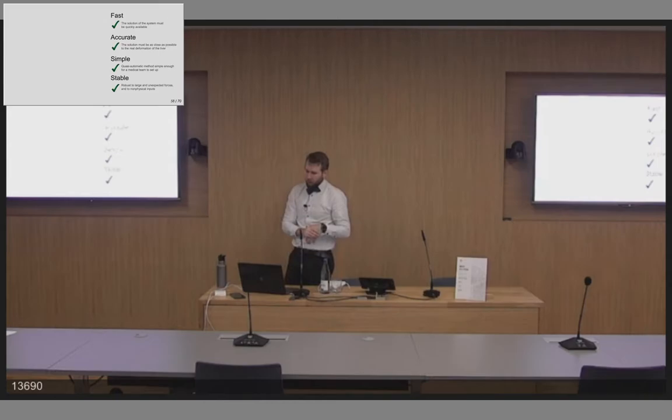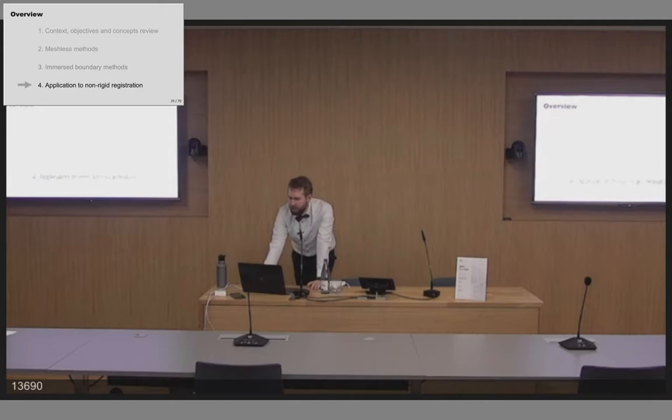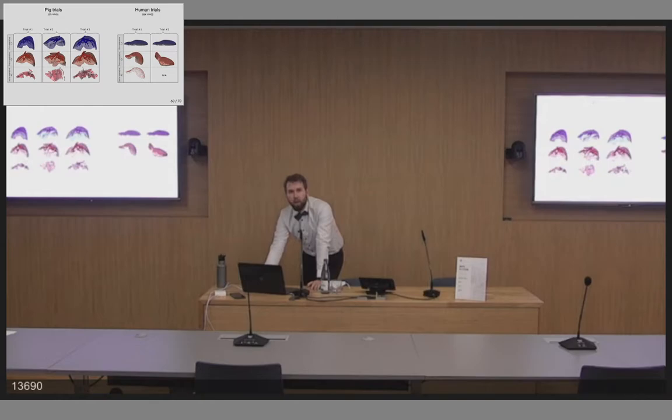The next step was to bring this to a real case validation scenario, so application to non-rigid registrations. Here I present the pig trials, but we also had some data from human ex vivo livers on the right. Again, in blue, we have the pre-op CT scan, in red the intra-op, so after the deformations. And at the very bottom for the pig, it's the 3D partial reconstruction from the laparoscopic stereo camera. These will be used to deform our models to match our validation, which is the intra-op CT scan here.